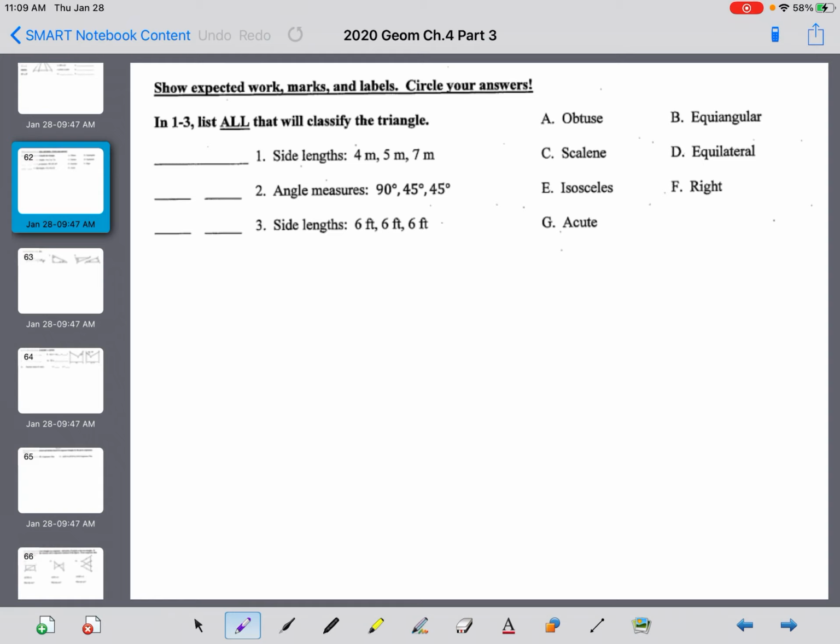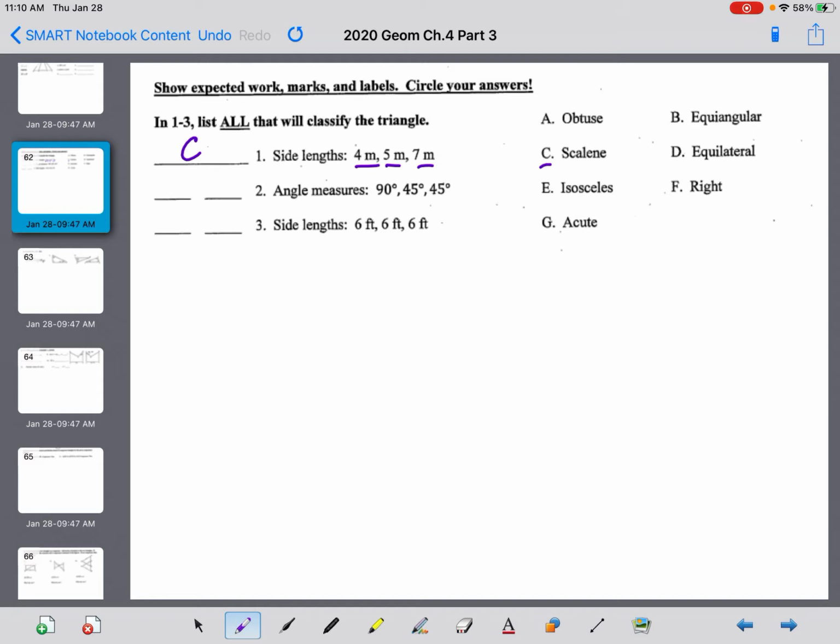This is from your 4.1 work. Side lengths are 4, 5, and 7. They're all different. It's got to be scalene, C. We can't classify this one by its angles because we don't know enough information about the angles. It might be obtuse, it might be acute, but we don't know. If it's got two dashes, they want two answers.